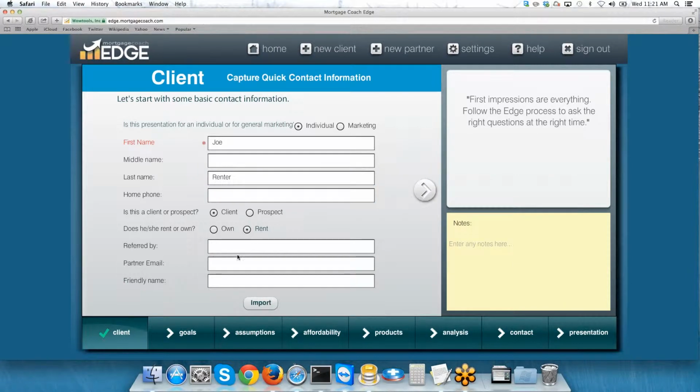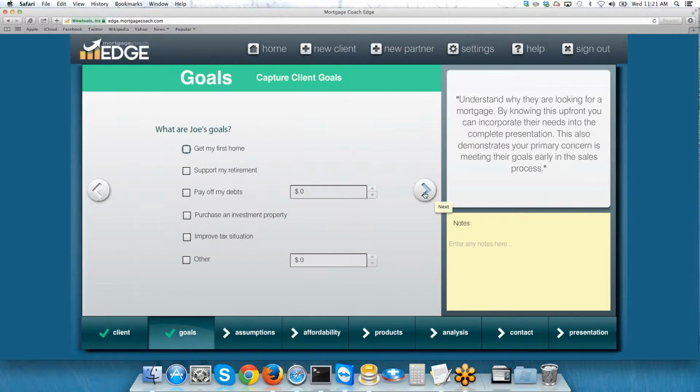I've chosen this person to be a renter. My friendly name is going to be, say, RVO for Joe Renter, something like that. Now, in this case, because I chose rent, I have a different set of goals here. I'm going to choose get my first home.